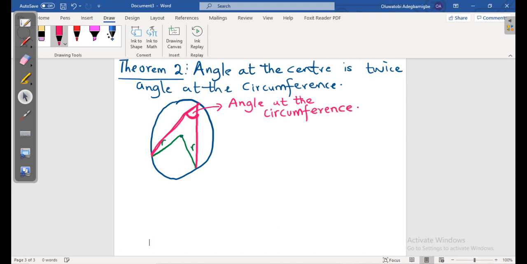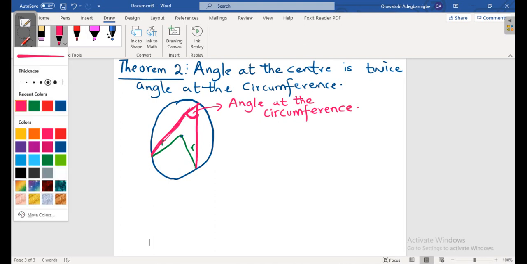Please take note. Now, another way you can know what the angle at the circumference is: the angle is joined by lines that have nothing to do with the radius or the center. If you look at these two lines, they have nothing to do with the center of the circle. Good. Now, how do I get the angle at the center?